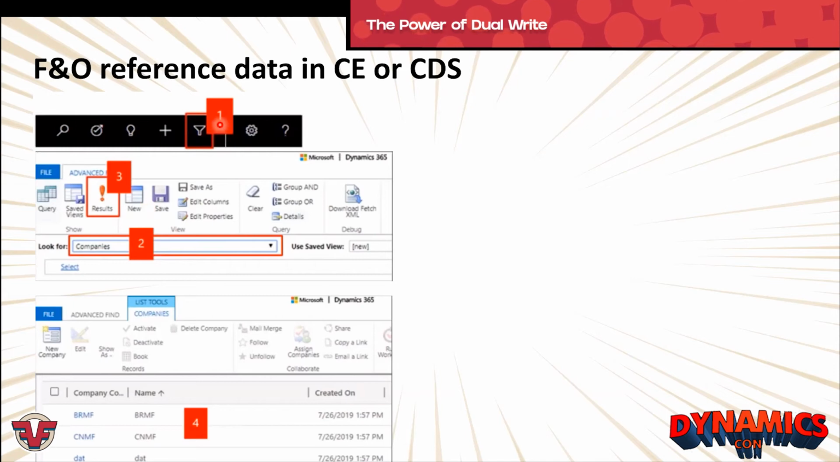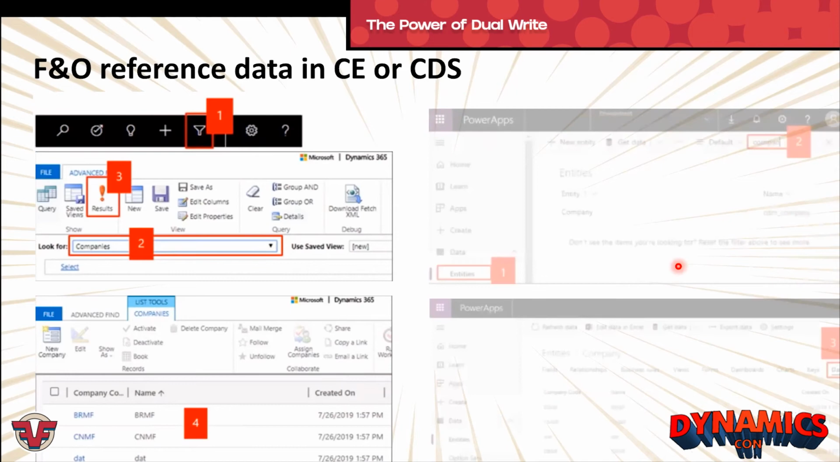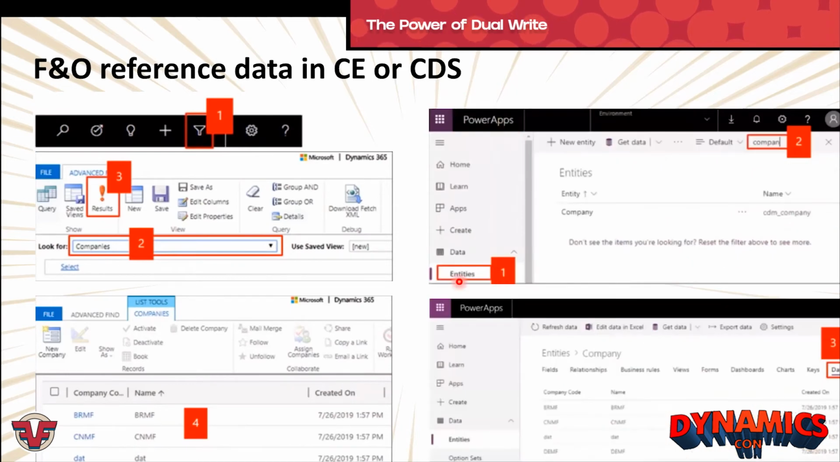So if you go to the CE environment and choose funnel, choose your companies here, results, these are the companies you will start seeing. Okay, I can see all my companies are coming through. Another option, you can check directly from your Power Apps: go to the entities, go to the filter for your required entity and filter the data here.